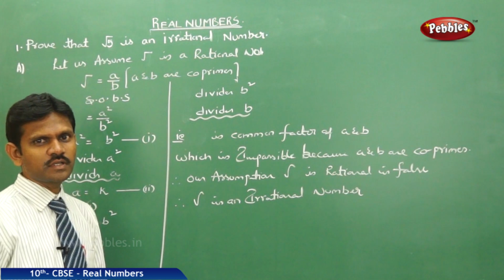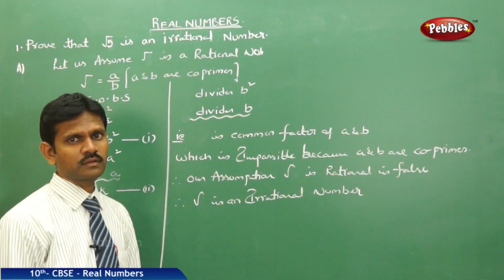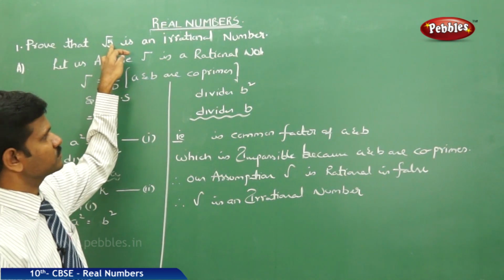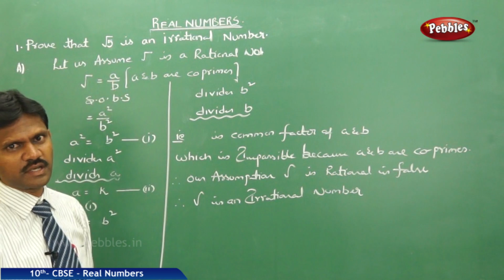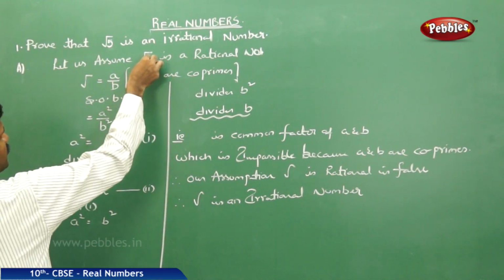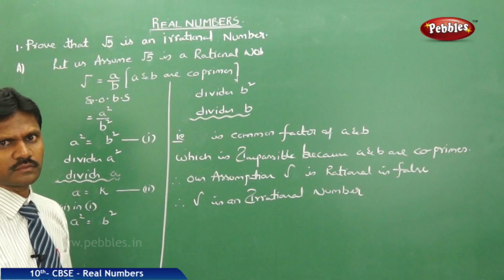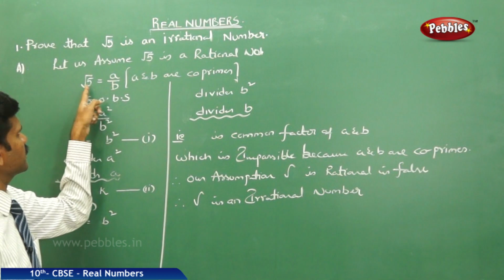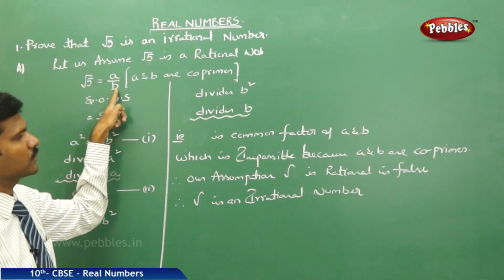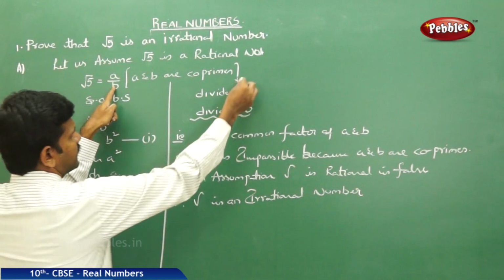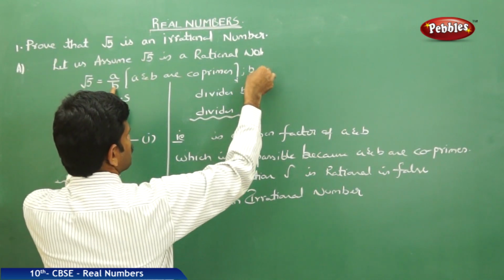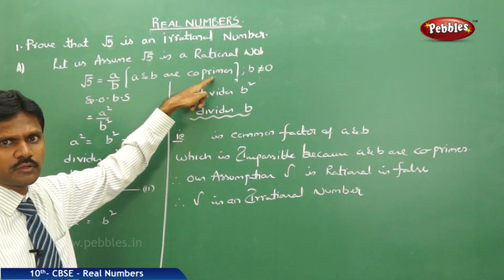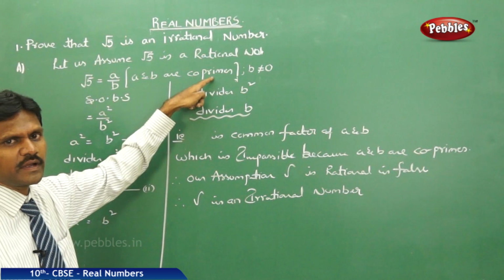Okay, let us prove the next question, which is similar to your previous model. Previously we did root 2 is an irrational number. Now we have to prove root 5 is an irrational number. Let us assume that root 5 is a rational number. That is, root 5 is equal to a by b. A rational number is of the form a by b, and here b must not equal 0, and a and b are co-primes. Co-primes means, once again I repeat, they do not have a common factor except 1.